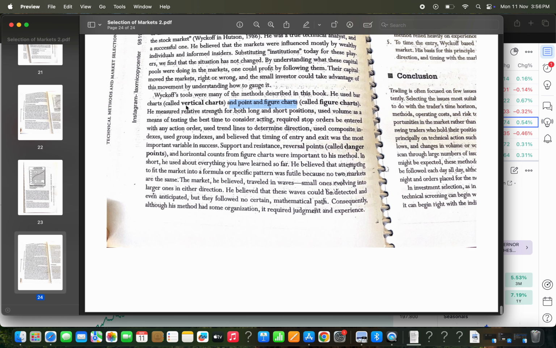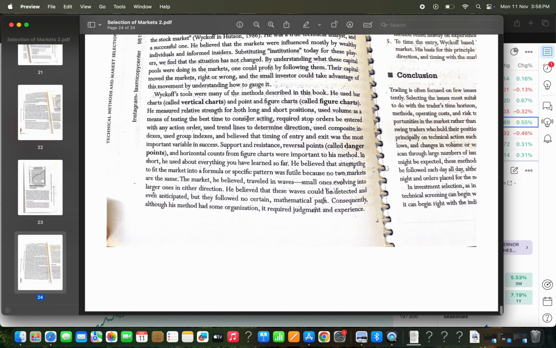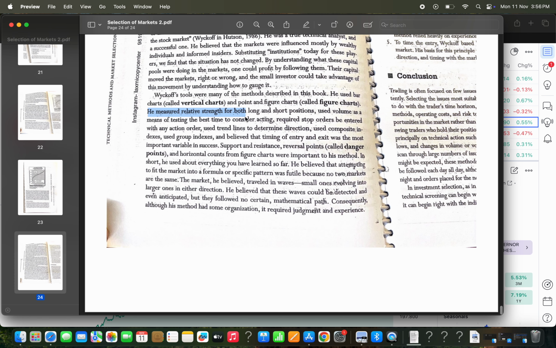He used charts called vertical charts and point and figure charts. So vertical charts are basically the bar charts which we had been seeing. He measured relative strength for both long and short positions, used volume as a means of testing, and so on. Support and resistance reversal points. So what are reversal points? Reversal points are known as danger points. Danger points basically mean that the trend could now reverse and so on.